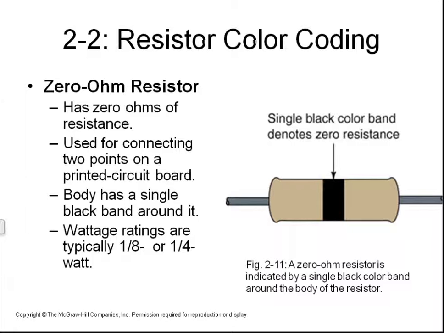And then a 0 ohm resistor is basically a fuse. We're using it as a jumper. If its power rating, either 1/8 watt or 1/4 watt, is exceeded, it will open up and become a fuse.